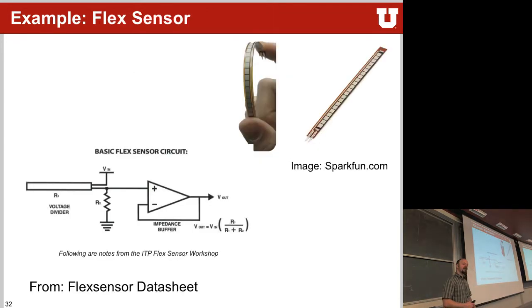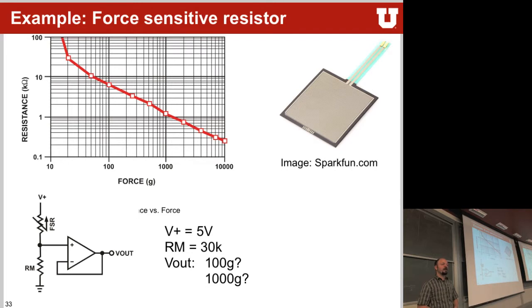Here's another sensor, a flex sensor. This is a sensor that, if you bend it, will change its resistance. And the data sheet, again, gives you instructions on how to use this particular flex sensor. In this case, using it as a resistive divider output with a unit gain buffer at the end. Another sensor is a force sensor. This one here is not when you bend it, but when you press on it, it will change its resistance. And again, the data sheet gives you information on what the output will be for what kind of input grams and input forces.